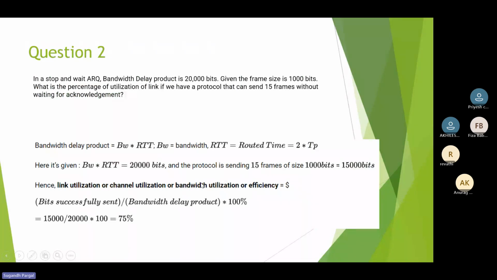Utilization will be directly 15,000 divided by 20,000 into 100, that is 75%. So yes, it is correct. I hope everyone got it.